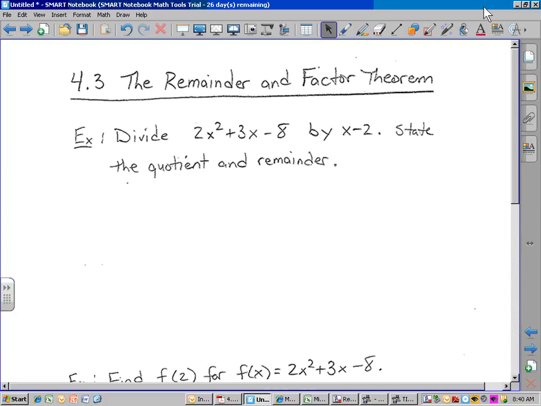Okay, 4.3, the remainder and factor theorem. Now we're going to draw from some of the different concepts that you learned in Algebra 2. For example, we're going to start right away with: divide 2x squared plus 3x minus 8 by x minus 2. State the quotient and remainder. So we're going to do this using long division.